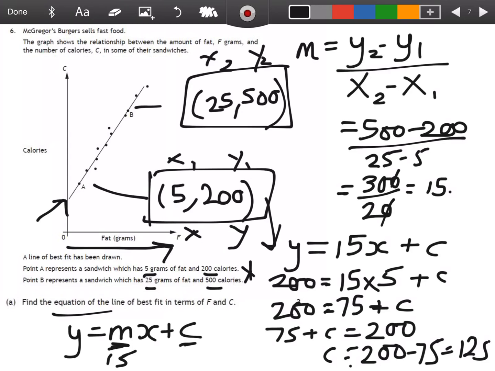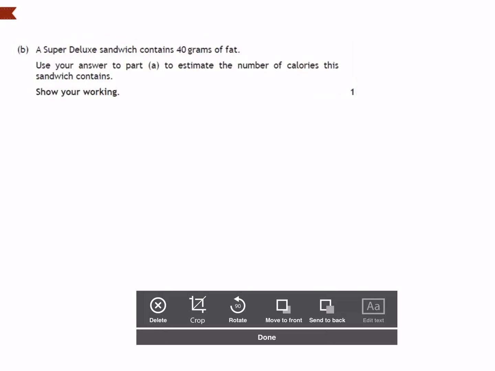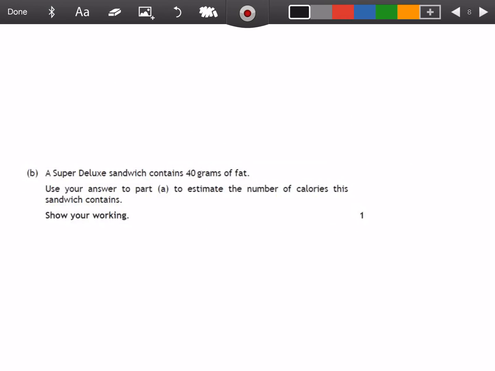Okay, I'm going to go on to the next page just to finish the question because I haven't given the correct format of the equation. I've got m, I've got c, but I really need to write it down as an equation. We'll do part B in just a wee minute. So, y equals mx plus c. M, we've worked out, was 15, and c was 125.